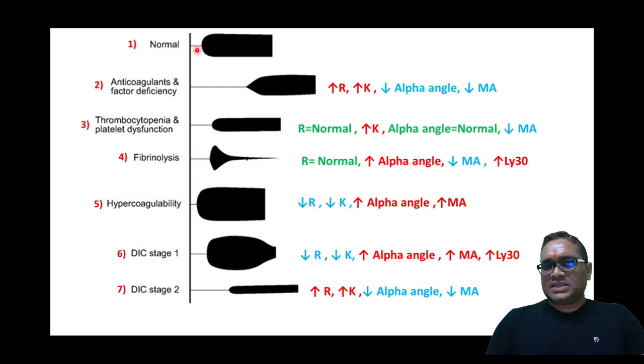For example, see, this is the normal one, right? Now if you are looking at this one, you can see this is the normal R time. Can you see R time?